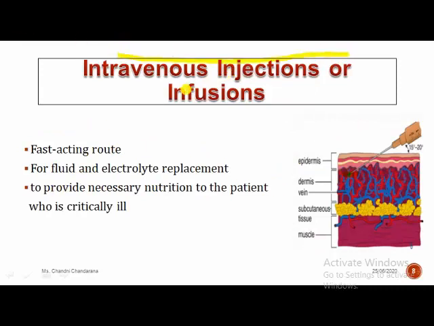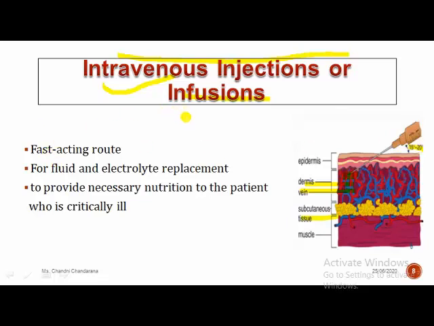intravenous injection or infusions. You all know about this. What is intravenous injection, right? It can be given into the veins, below the dermis, or above subcutaneous tissue. This is the location you can see. Here the angle is 15 to 20 degrees.